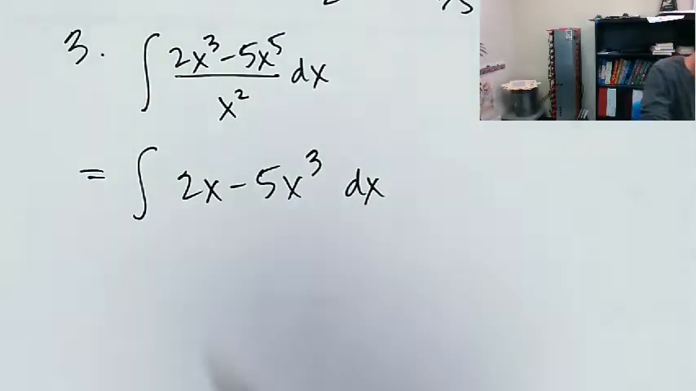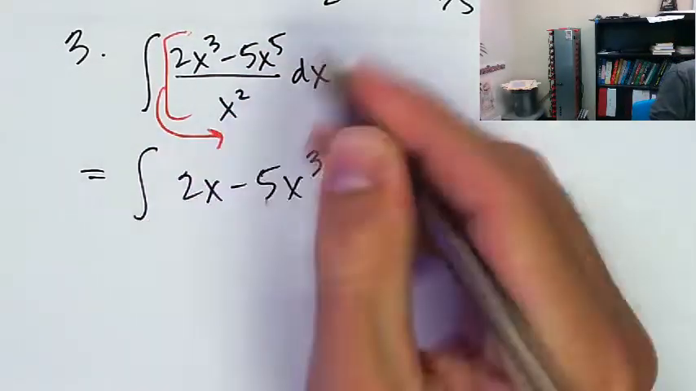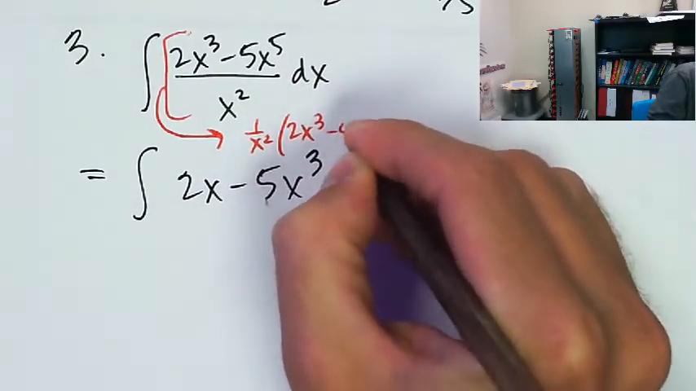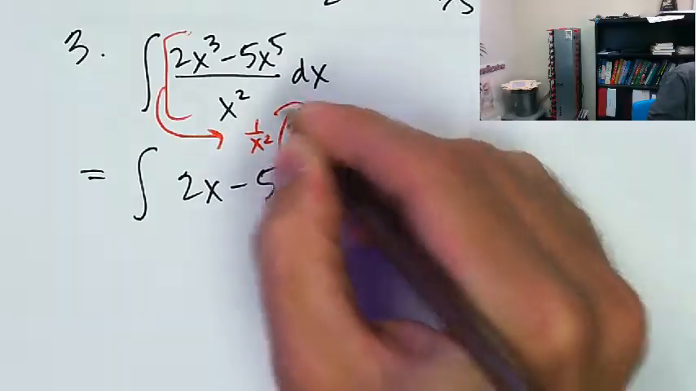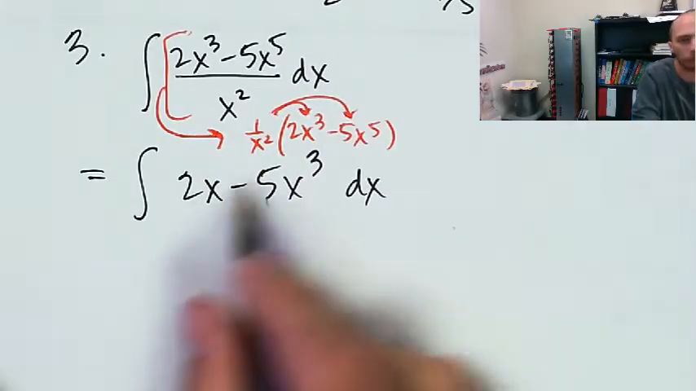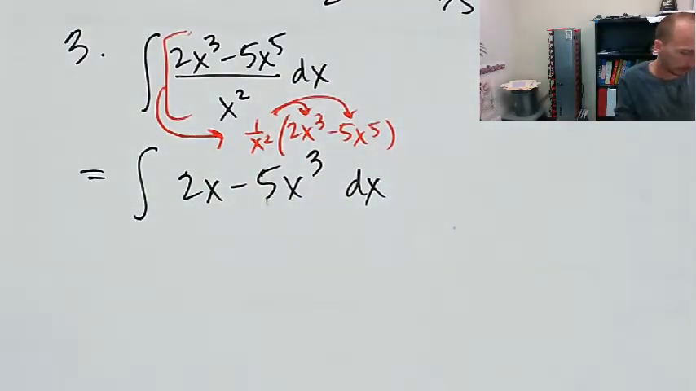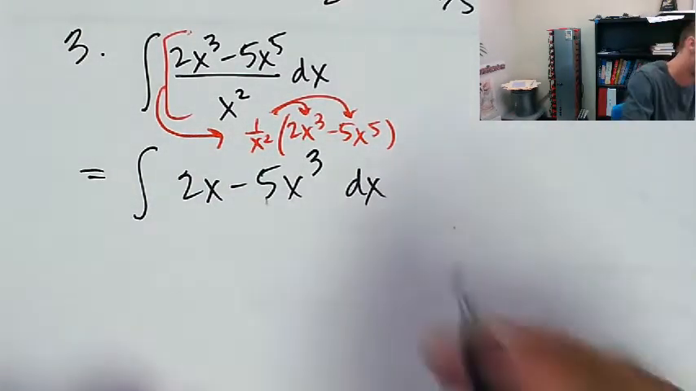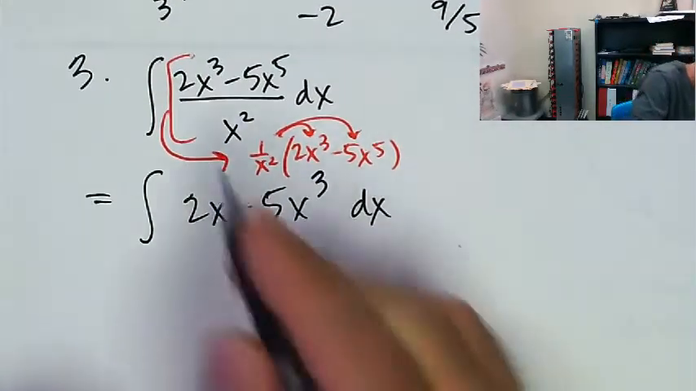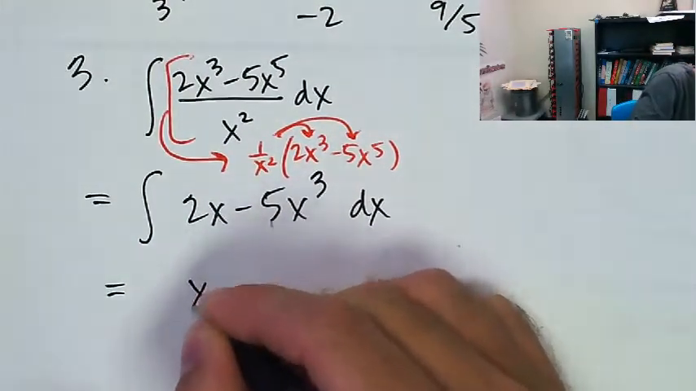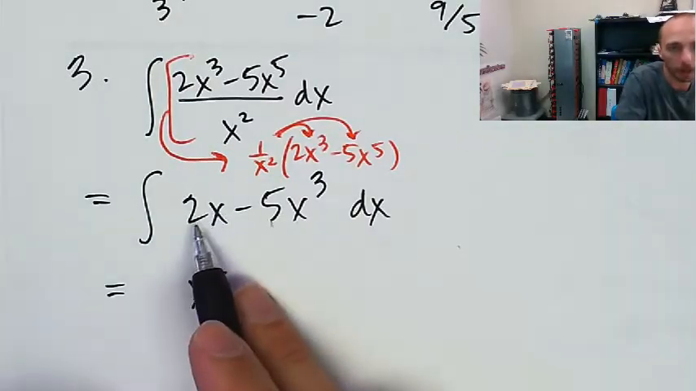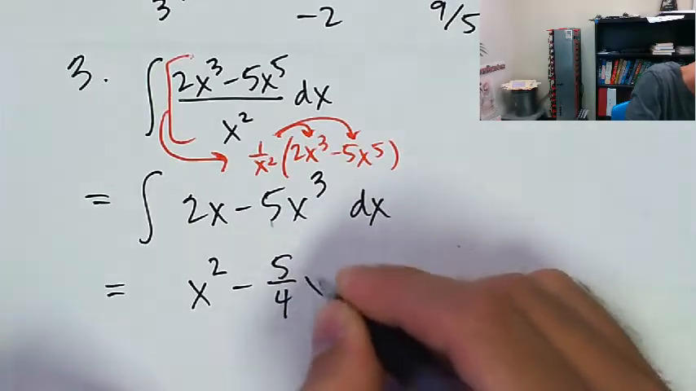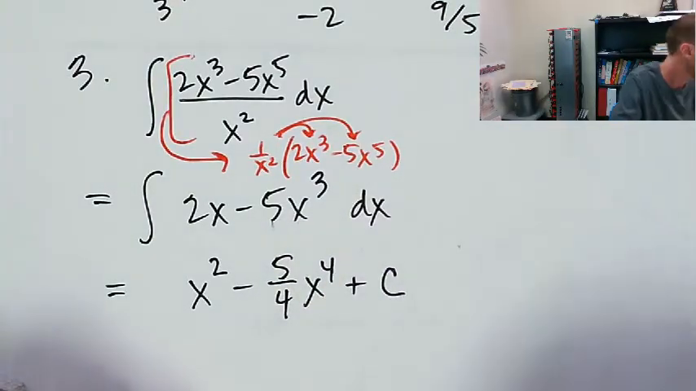Because really what I'm doing here is I'm taking this thing and I'm saying this is 1 over x squared multiplied by 2x to the 3 minus 5x to the 5. And then I'm distributing to each of these terms to get these. Okay, now I'm ready to apply the power rule in reverse. Increase the power by 1, divide by the new power, that's just x squared, minus 5 over 4 x to the 4 plus c.